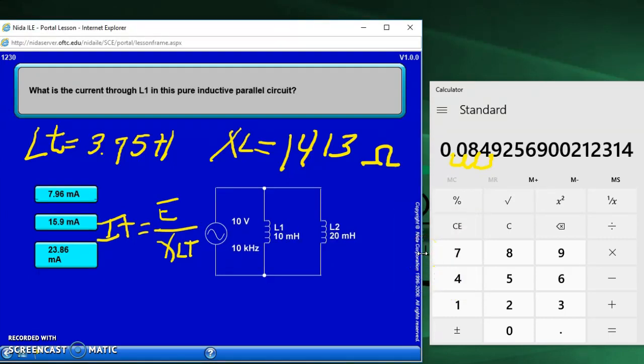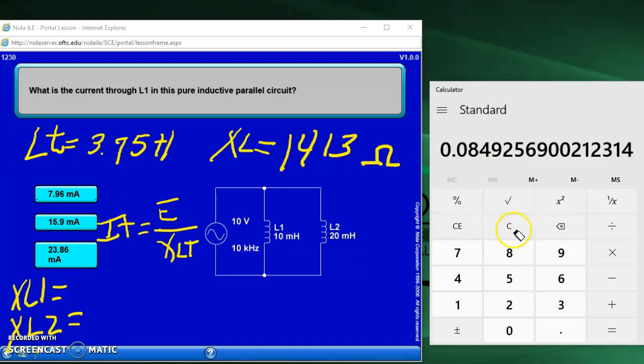So now it's asking for the current through L1. Now, we've got total current, but we haven't done our individual X of L's so that we can find out individual current. So that's the very first thing we're going to have to do. So we're going to have to figure out X of L1, and we're going to have to figure out X of L2. So we've got to come up with that ohmic value, that impedance that these guys have, so that we can calculate current through these things.